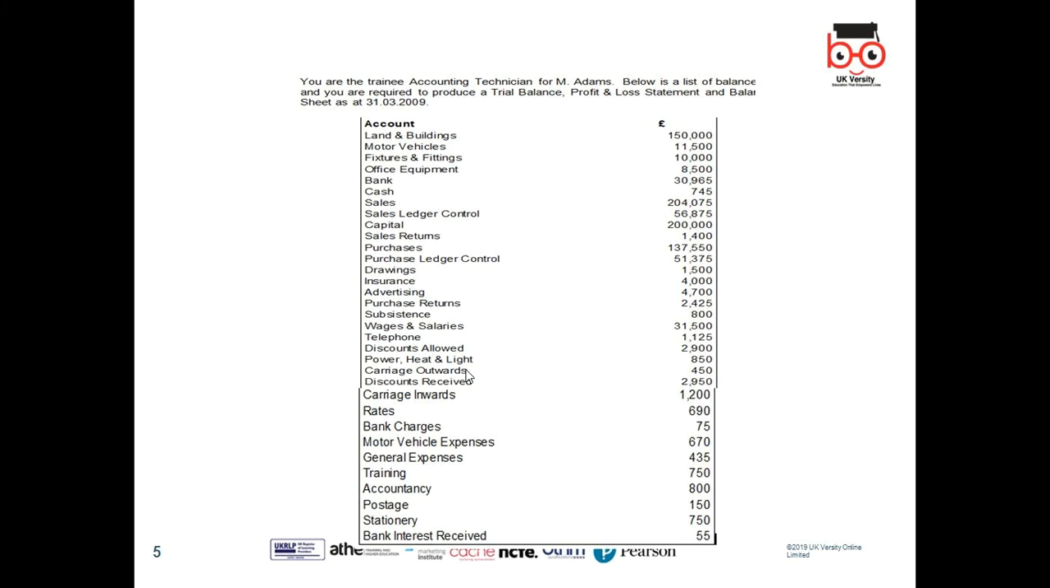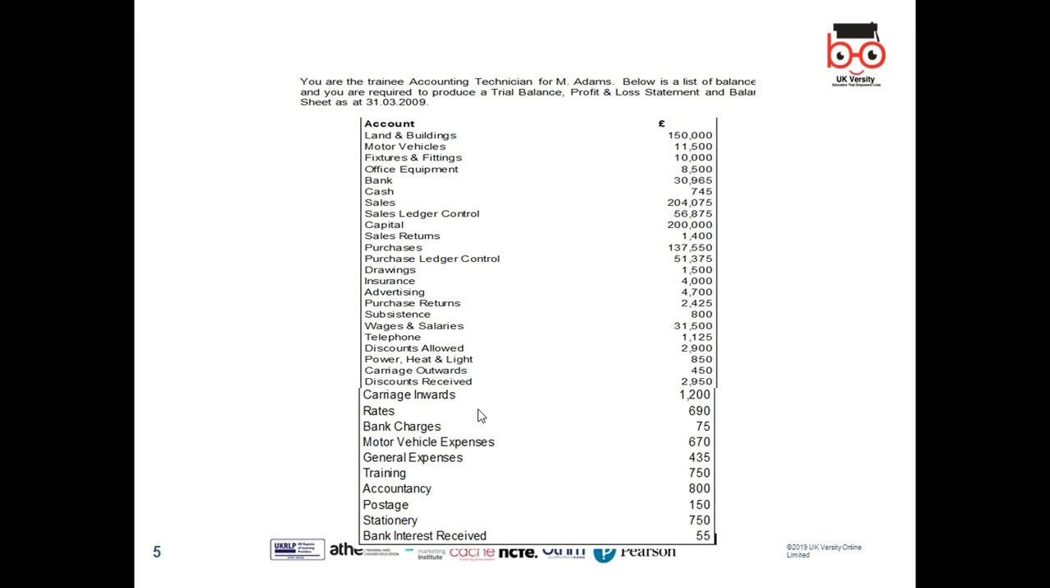We call it carriage inward, we are paying the delivery charge. Carriage outward means when we are selling, we are paying the delivery charge. Both are expenses for a business. Discount received is an income for business. If we pay early to our supplier, they give us discount. That discount received is an income for business.